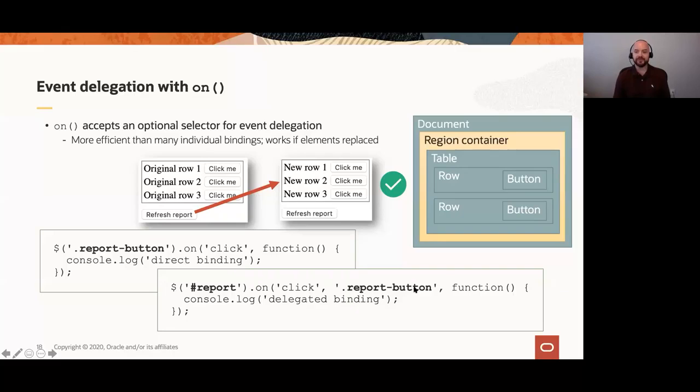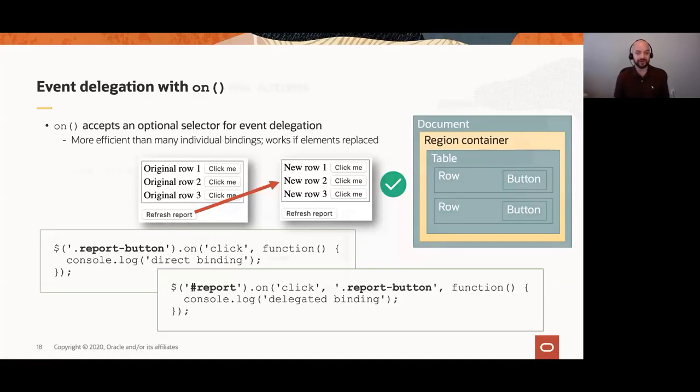And so what's going to happen here, when the button here is clicked, it's going to travel up the DOM tree and eventually get to this region container. And the region container is going to interrogate the event object and say, hey, where'd you come from? And do you match this selector? And if so, it will fire this function. So this is a technique called event delegation.